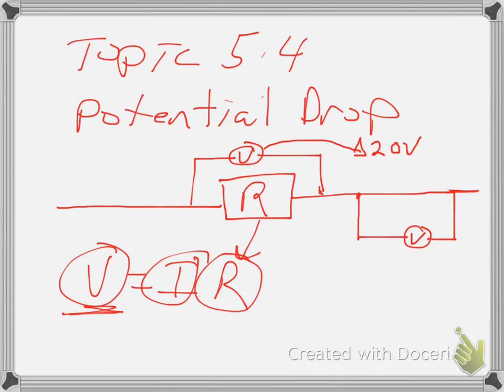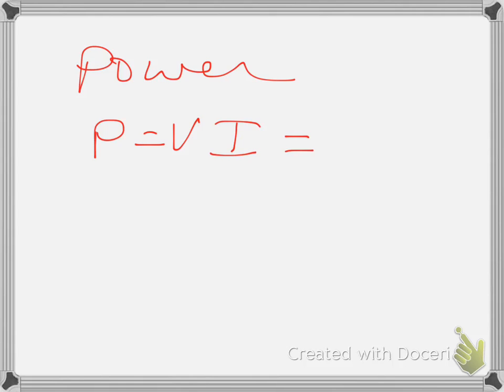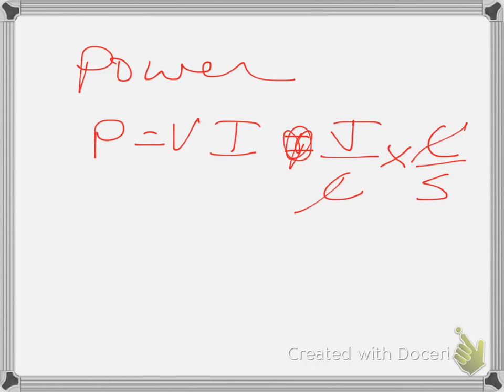And then I talked to you briefly about electric power. And again, I'll show you real quick. Power equaled V times I. And if you recall, these are the units: joule per coulomb times a coulomb per second. And there you have a joule per second, which is a watt. So the same units of power as in mechanics.